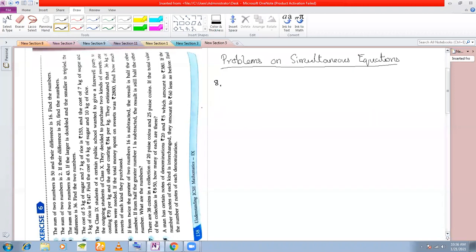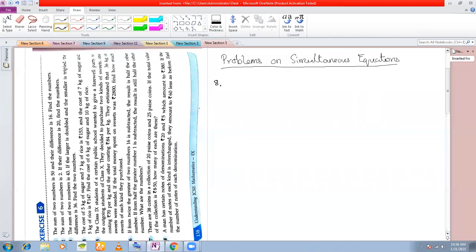A man has certain notes of denominations, rupees 20 and rupees 5, which amount to rupees 380. Denomination means what? The 20 rupee that is written on the note, that is called denomination. And he also has some 5 rupee notes in his pocket, and he knows that the total amount in his pocket is rupees 380. A mixture of 20 rupee and 5 rupee notes.